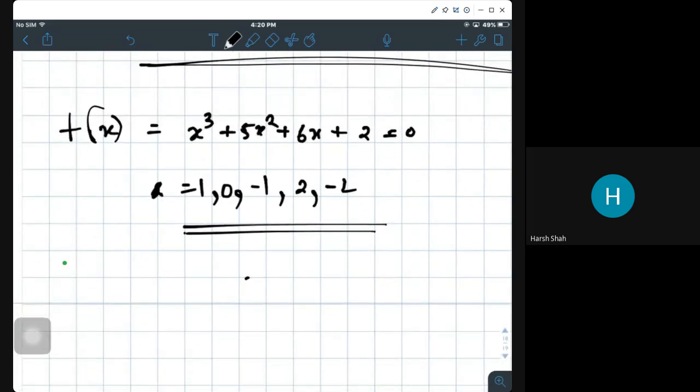Okay. Now I can see that x equal to 1 does not work. x equal to 0 also does not work. x equal to minus 1 will give me 0. f(x) will become 0 for me, right? So this is one of my roots.